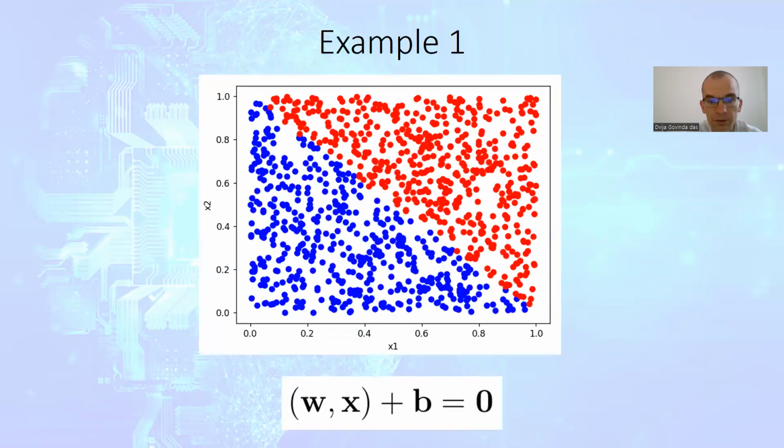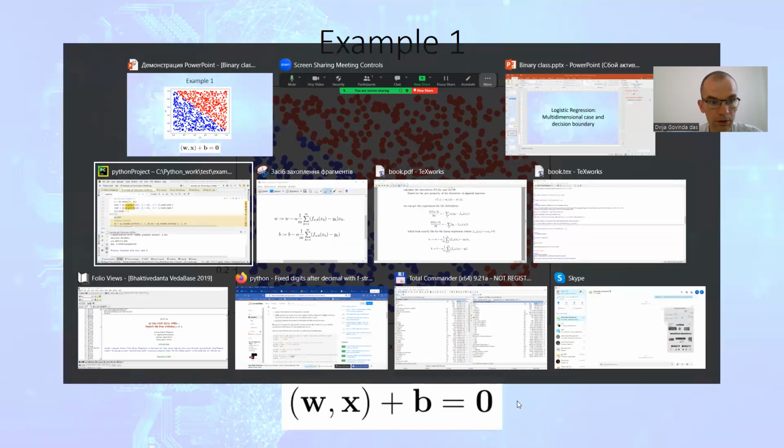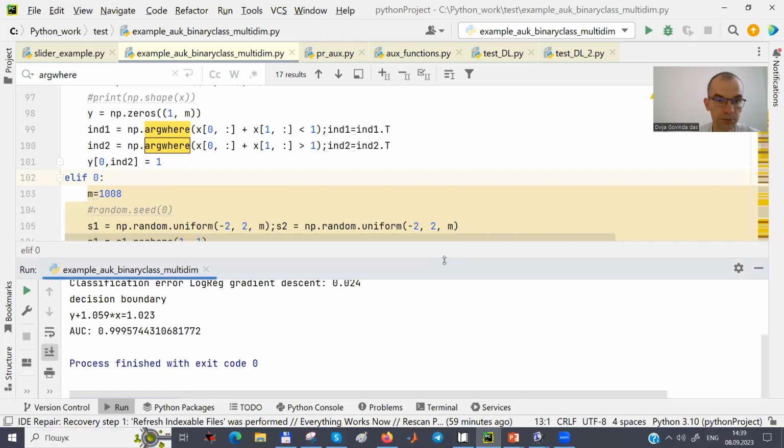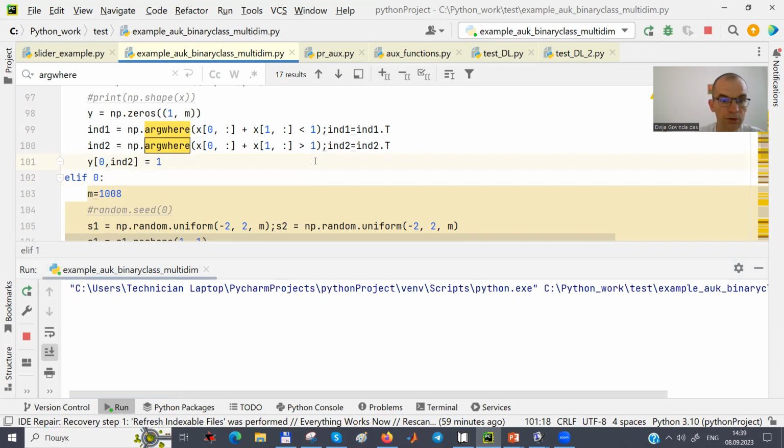Let's consider an example. Here we have a set of points which we want to classify. The blue points are initially labeled with label 0, and the red points are labeled with label 1. So we will apply the gradient descent method. I will run the corresponding Python code, and we'll see what we obtain.